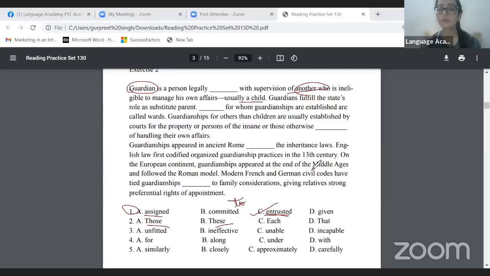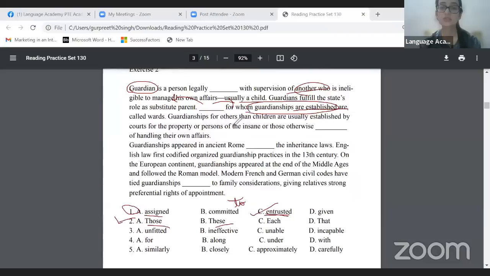If you are saying these means already talked about, but you haven't talked about these people now. Till now, you are talking about these people in this particular sentence. So if the explanation is given after the blank, then we always go with those. Those for whom guardianships are established. So these are the people we are referring to, and they are given after the blank, not before the blank. So it will be those for whom guardianships are established are called wards.